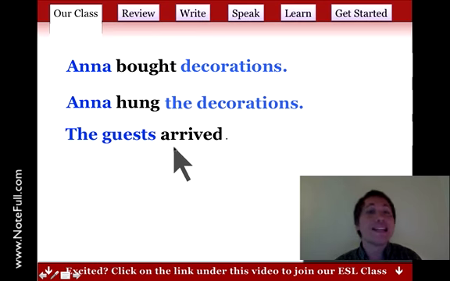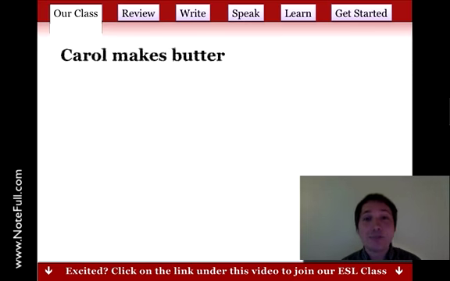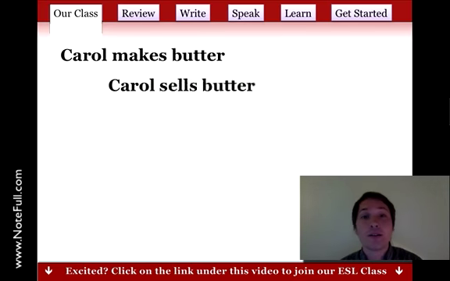So today we've learned that some verbs need an object and some verbs don't need an object. And that's something we're going to study more in lesson 2. How can we practice this? Carol makes butter. Carol sells butter. It's simple, right? Subject, verb, object, subject, verb, object. But in future lessons, we're going to learn more complicated grammar. So we can add to it.